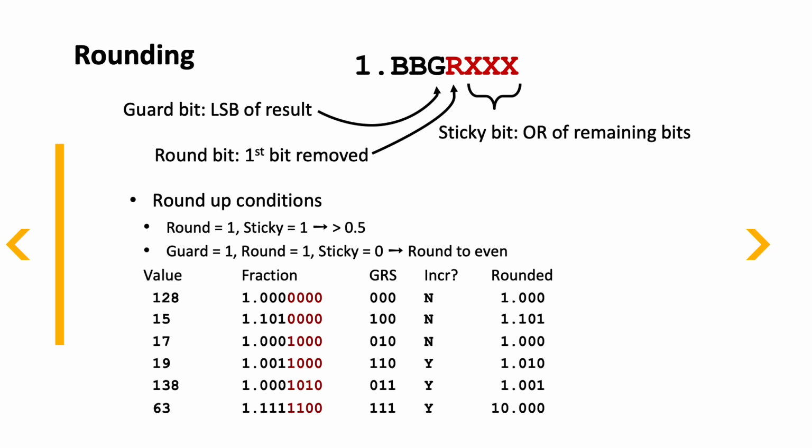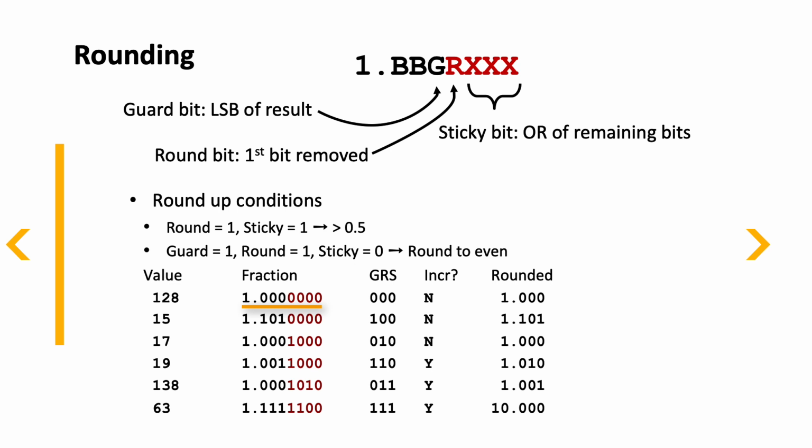So let's look at a couple examples. For 128, the first one we started with. Now here's our normalized value, 1 point, a bunch of zeros, which means that my guard bit is that third bit over from the binary point, right? And that's a 0. My round bit is the first one I drop. That's a 0. My sticky bit is just the OR of everything else. That's a 0. So are we going to increment? No, we're not. And our rounded value, it's the same thing. It's already rounded. We're done.